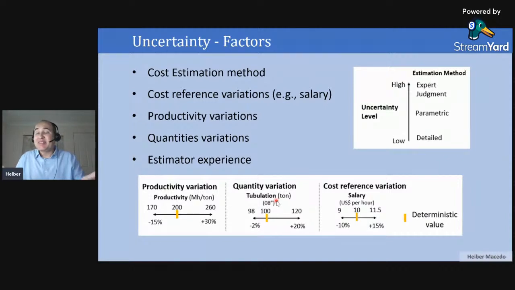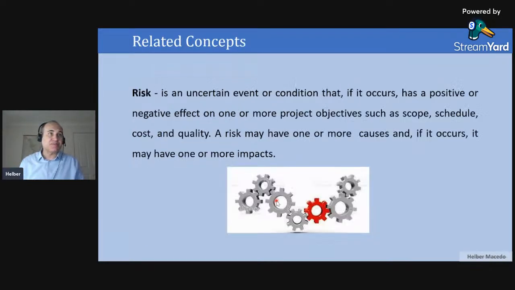So uncertainty is something that, of course, could happen, will happen in all projects because you have some variations from what you did during your cost estimation. And the last concept that I would like to discuss here is risk. Risk is an uncertain event or condition that, if it occurs, has a positive or negative effect. So first, risk could be positive as an opportunity or could be negative. And it will affect project objectives like scope, schedule, cost, and quality, and sometimes could affect more than one.